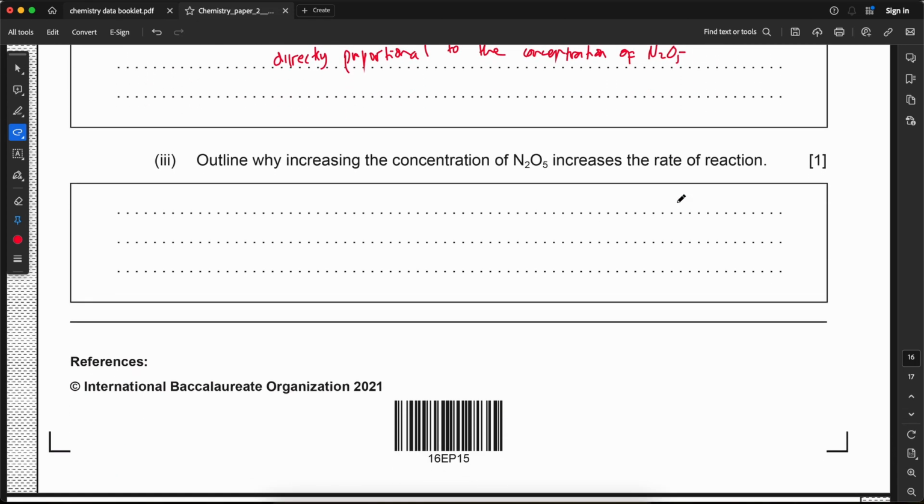Outline why increasing the concentration of N2O5 increases the rate of reaction. Because it has a greater frequency of collision as concentration increases. When the concentration increases, the number of molecules will increase as well, and they will collide more, or the frequency of collision will increase. So the collisions increase, of course, the rate of reaction will increase as well.